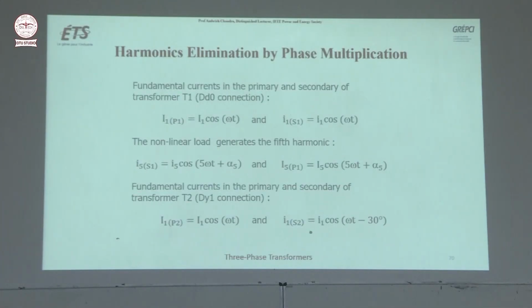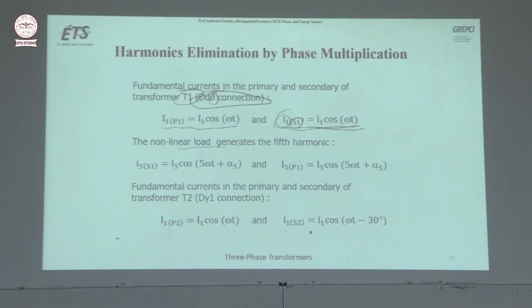So see, we have the zero connection. First transformer. This is the primary side current. Okay. Secondary side, because this is DD0, there is no phase shift, so it is in the same phase. Secondary line current is given by this.